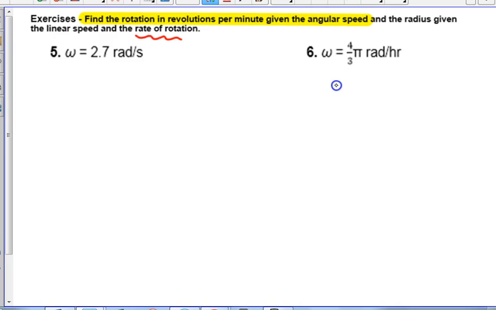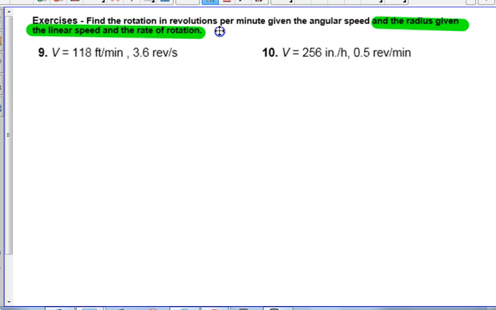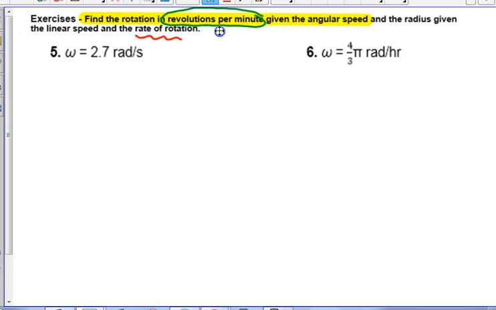Okay, I really don't like these questions. The way they're worded is painful, and the directions are painful. It says, find the rotation in revolutions per minute, so we're trying to find RPMs, given an angular speed, and the radius if you're given linear speed and rate of revolution. Why wouldn't they just split it into 2 sections? The first 3 questions, they give us the angular. The second 3 questions have to do with the second part of the directions. All right, this is just dimensional analysis.